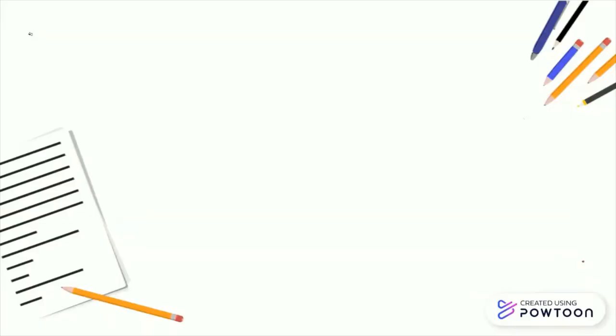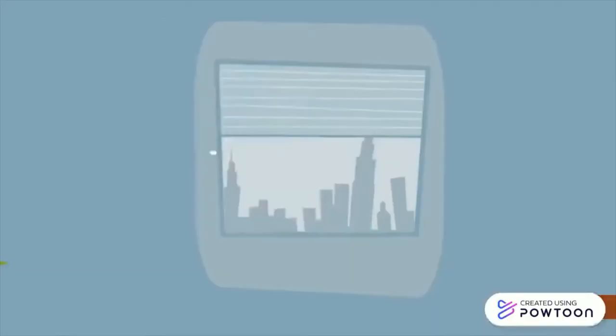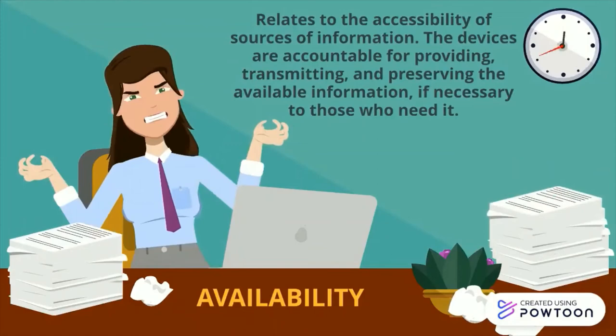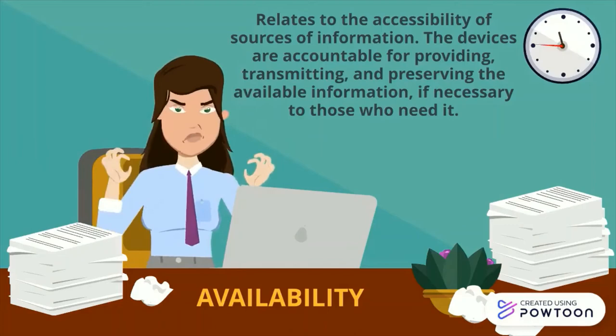Information security has three components. Confidentiality applies to restriction on access and transmission of data to designated users, and restricts access or dissemination to unauthorized users. Availability relates to the accessibility of sources of information. The devices are accountable for providing, transmitting, and preserving the available information, if necessary, to those who need it.